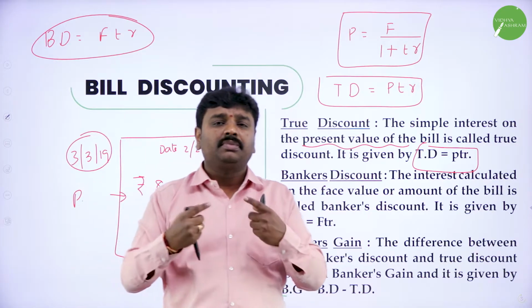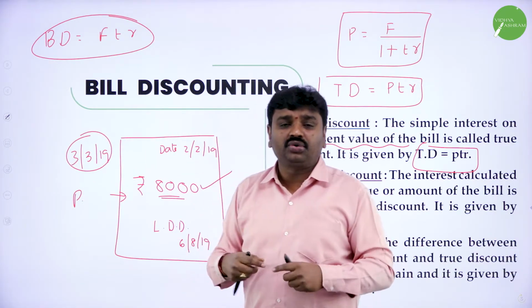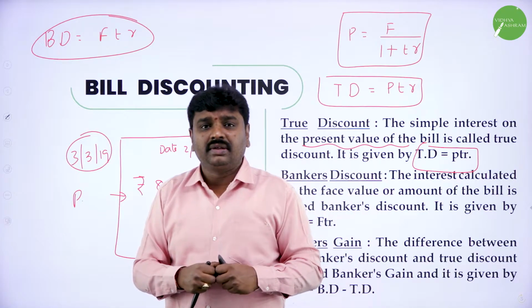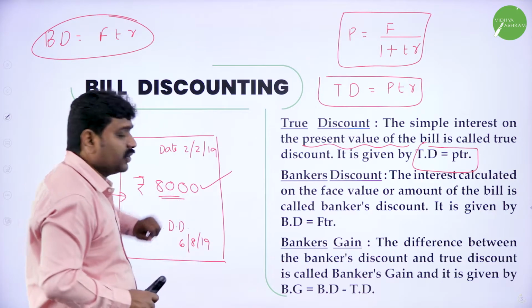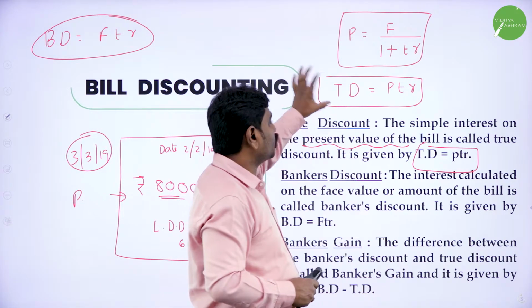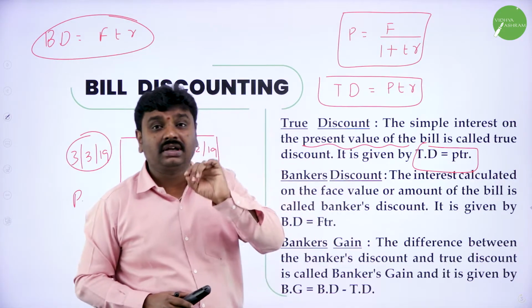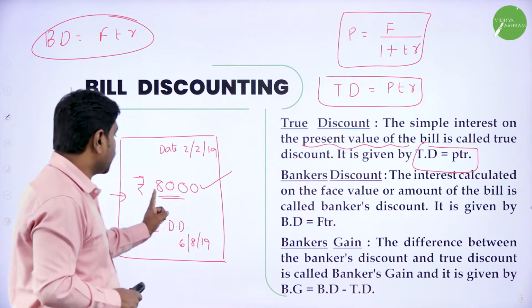Face value means after maturity how much you get, the amount, that is face value. Before maturity, whatever the amount you want to take, that is present value, the present worth. Present worth will not be the face value. So for present worth, if you calculate interest, that is true discount. But banker will not calculate interest on present value, will calculate on face value.